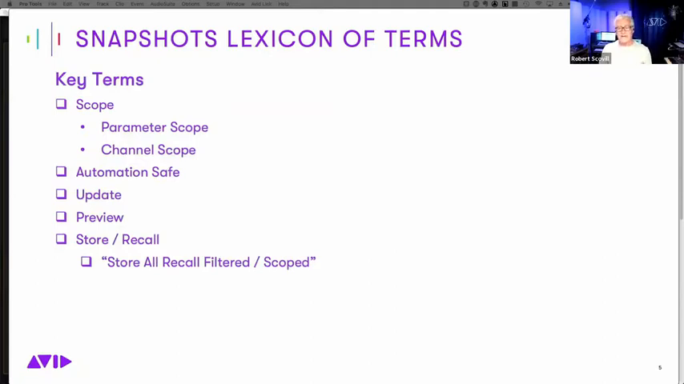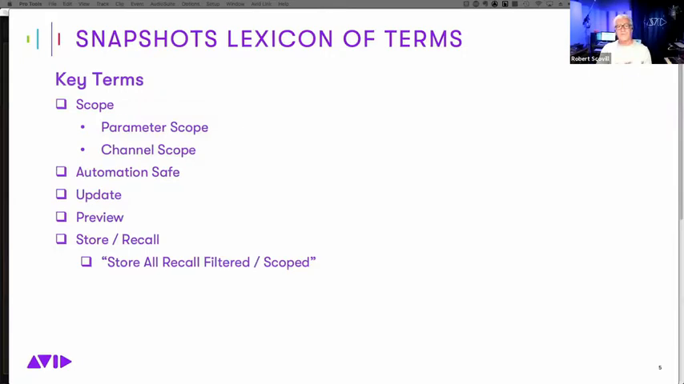All right, you can look at it either way. And what this means is that when I hit the store button and confirm it, I'm storing all settings on the console, all settings. But as I recall the snapshot, I'm going to pick what I'm going to recall out of that snapshot. So I may hit the store button and store every setting on the console, but when I go to recall it, I may have chosen to only recall one fader and one parameter on that particular snapshot.